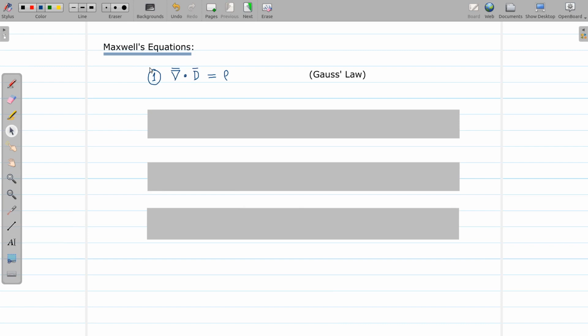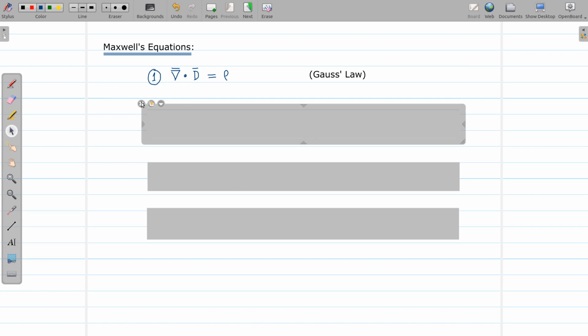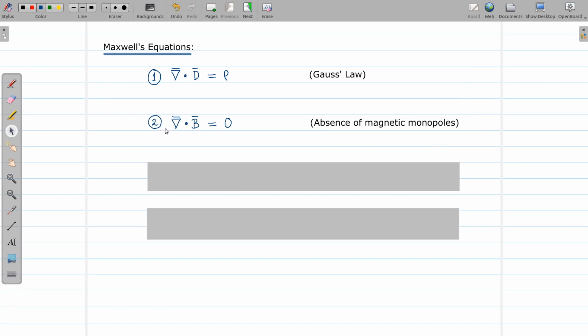This is the first Maxwell's equation, which is Gauss's law, which essentially says that the divergence of the electric displacement is equal to the charge density. Then the second Maxwell's equation is the divergence of B is equal to 0. There's no law which is ascribed to this particular equation. We can just derive this equation from the fact that there are no magnetic monopoles.